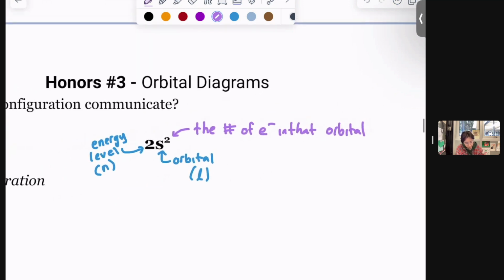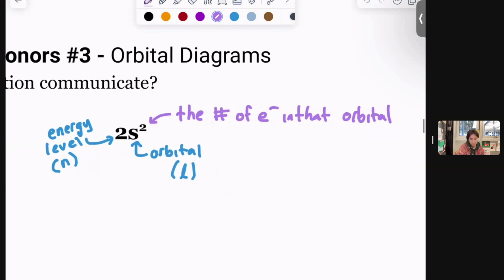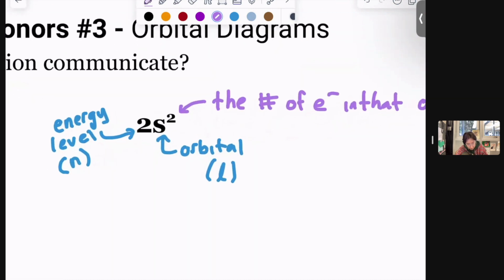So what this is communicating to me right now is that in the 2s orbital, in that specific area of space, there are 2 electrons in that orbital. So that's what we're communicating.